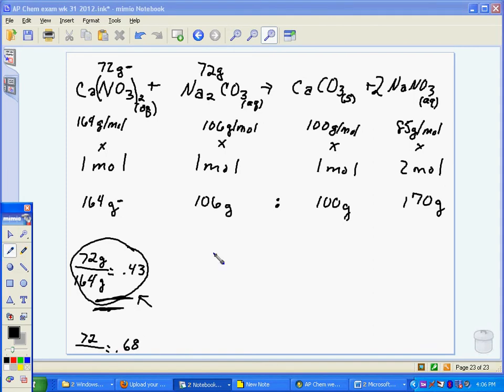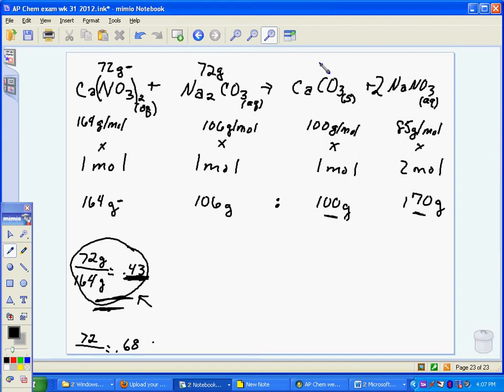Now if I want to know how much of this and this I'm going to end up with, I can just take this ratio and multiply it by our number of grams. So 0.68, I want to work with my lower ratio here. 0.43 times 100 is about 43 grams. 0.43 times 170 is in the neighborhood of 73 grams.